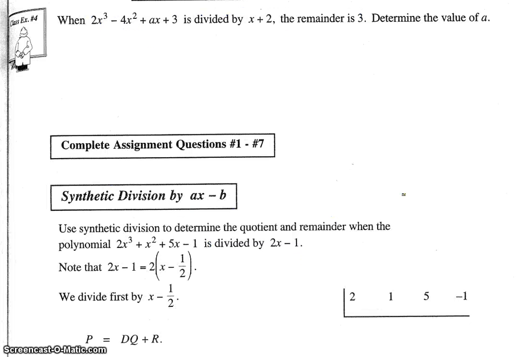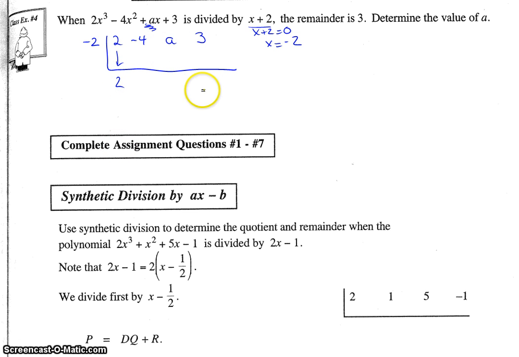Okay, the next example. When 2 blah blah blah, notice we're missing a coefficient, is divided by x plus 2, the remainder is 3. Find the value of a. In the next lesson after this, we are going to learn how to deal with that in a better way. But for now, we'll do the synthetic division to figure this one out. So coefficients across the top, including the a. If x plus 2 is our divisor, that would mean in synthetic division we're going to put a negative 2 here. Okay, carry down.